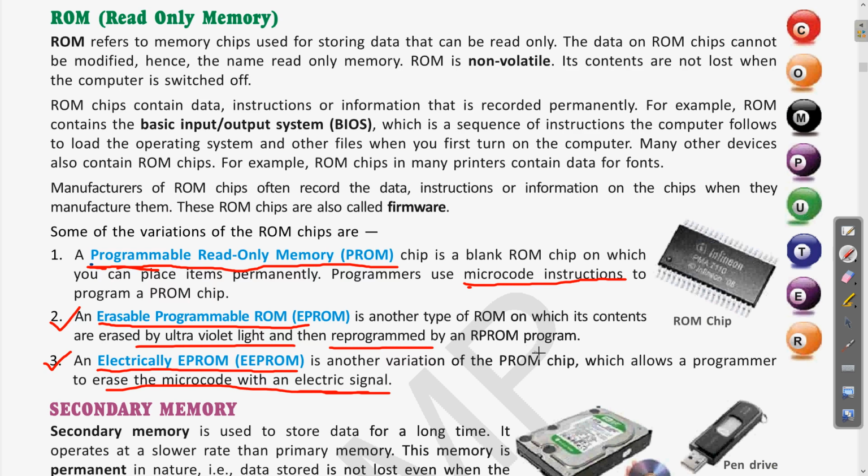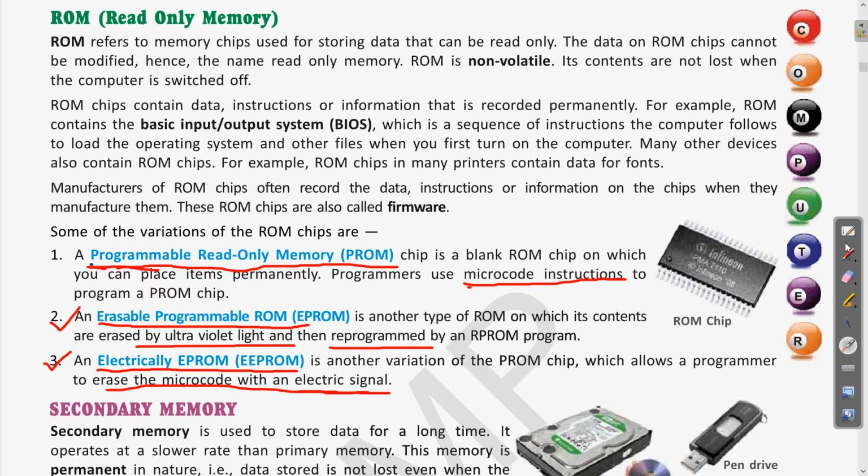Clear? So these are the three types of ROM chips, and we have also seen the variations. What is the difference? In the PROM, it will be programmed once and used again and again. In the erasable one, we can erase the ROM using ultraviolet light and reprogram it. And in EEPROM, we can delete the contents using an electric signal. I hope this is clear.